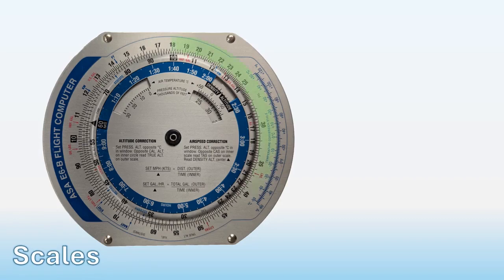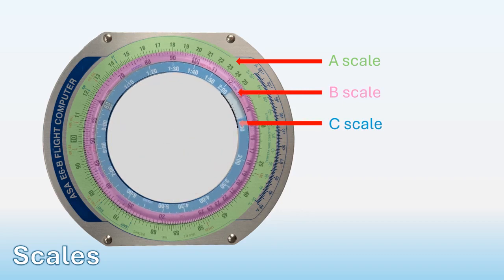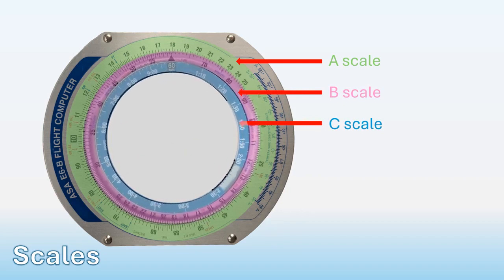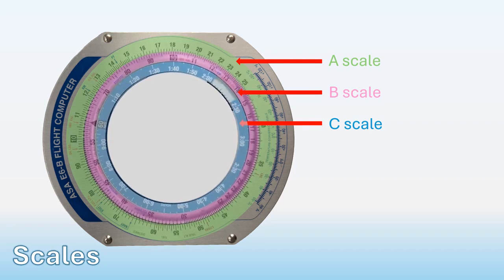E6B has 3 circular scales. This outermost fixed ring is the A scale. The middle B scale and the inner C scale are mounted on a rotatable disc, allowing you to line up their numbers with those on the A scale. The B and C scales are synchronized to facilitate time conversion. For instance, if the B scale represents time in minutes, the C scale denotes time in hours. Thus, 90 minutes on the B scale corresponds to 1 hour and 30 minutes on the C scale.